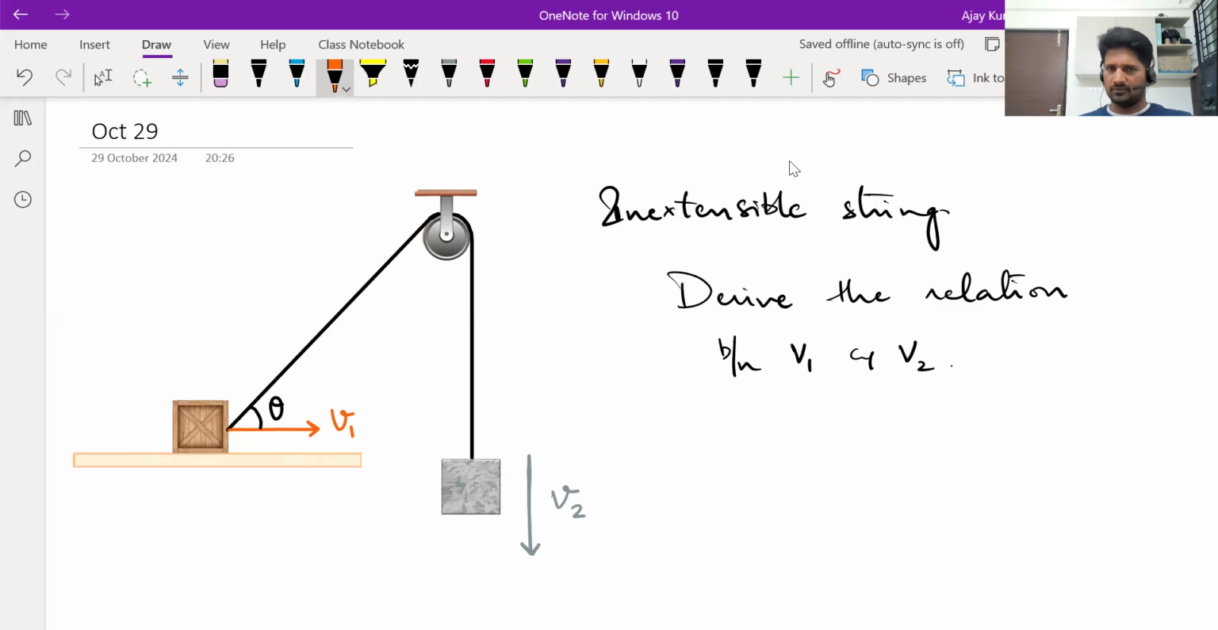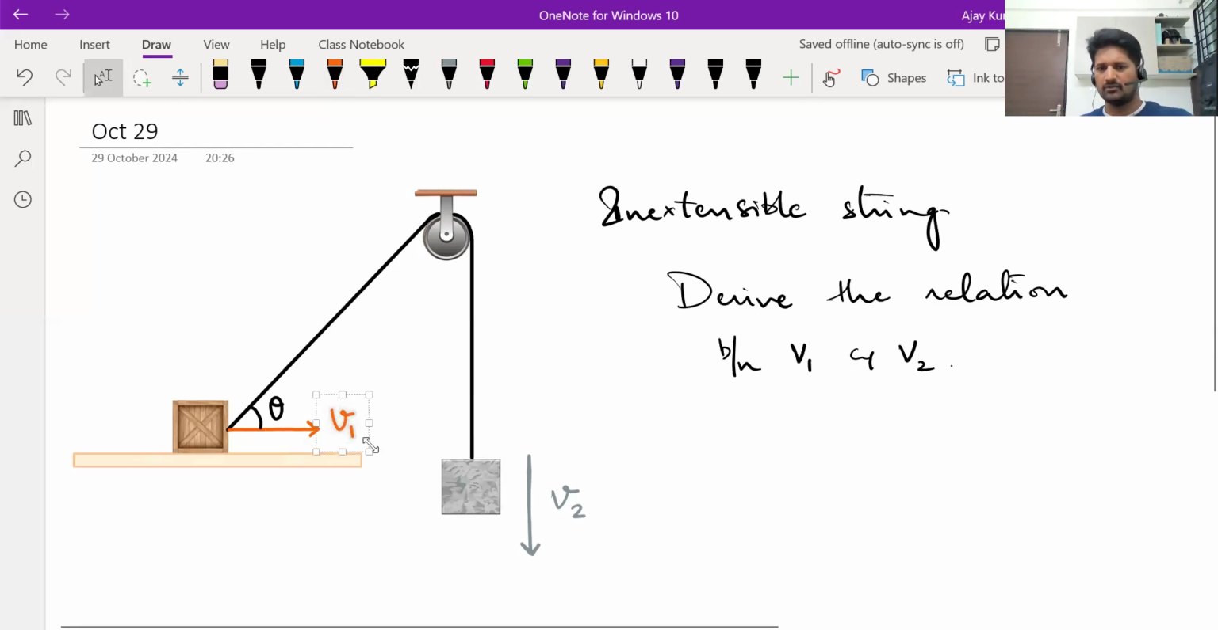There are other ways also. Like the total length of the string should remain constant. On one side the length of the string will decrease, the other side it will increase. How much it is decreasing on one side should be equal to how much it is increasing on the other side. That idea also can be used. So observe carefully here. We need a relation between their velocities. We know velocity is rate of change of displacement with respect to time. We will make use of that.